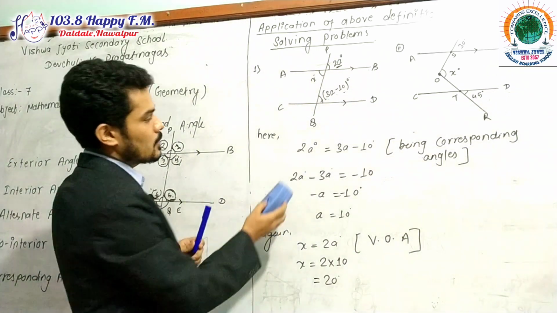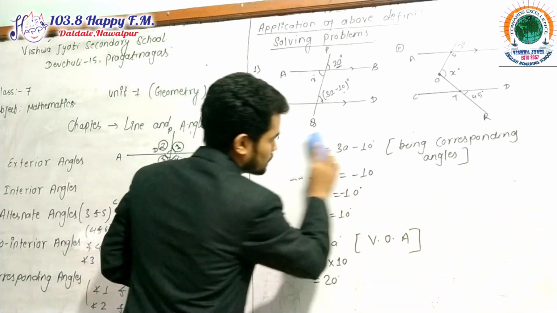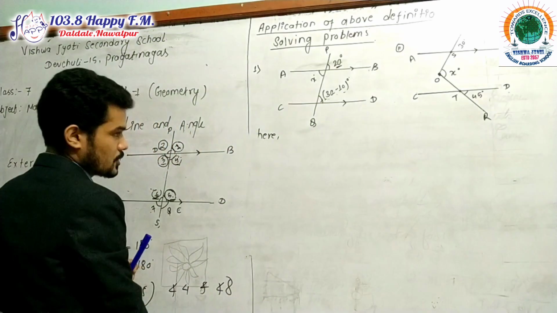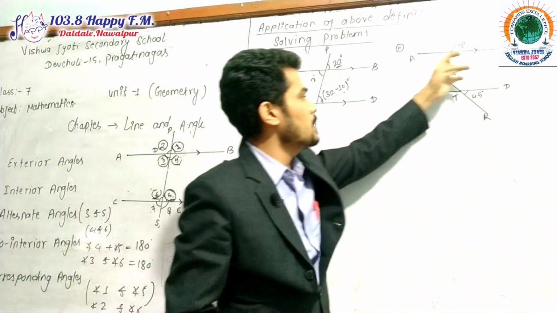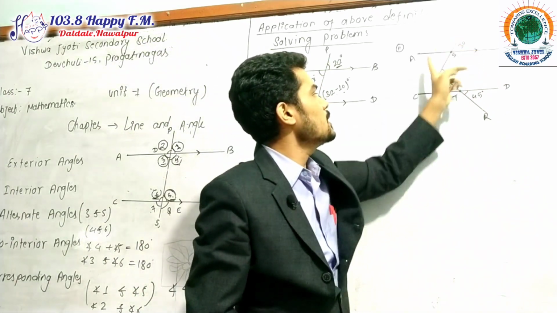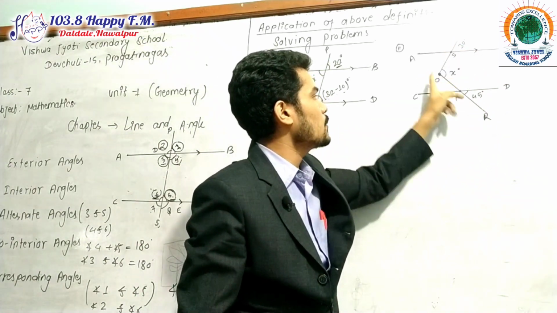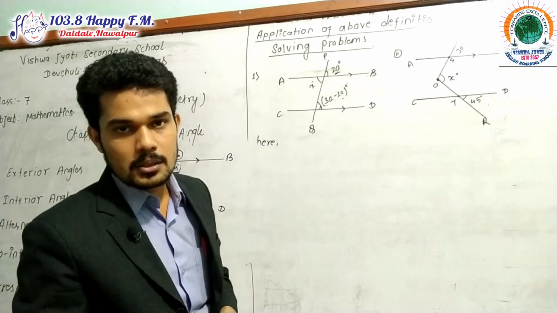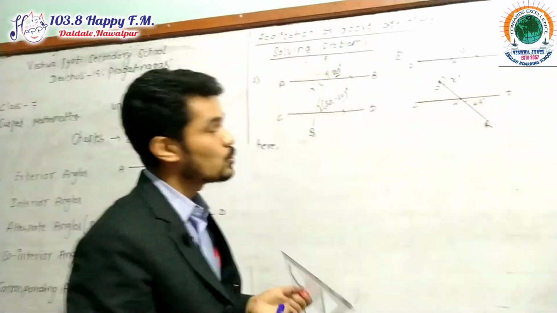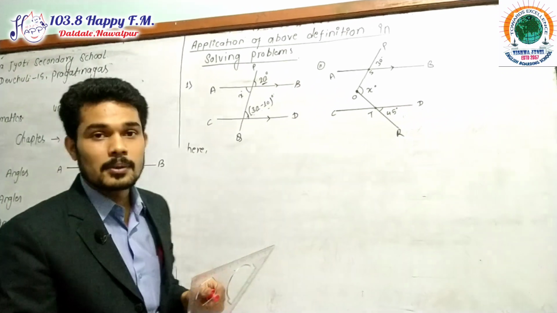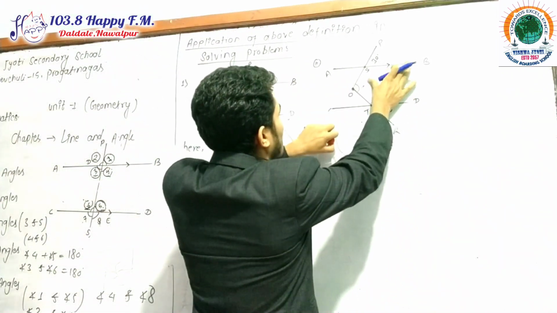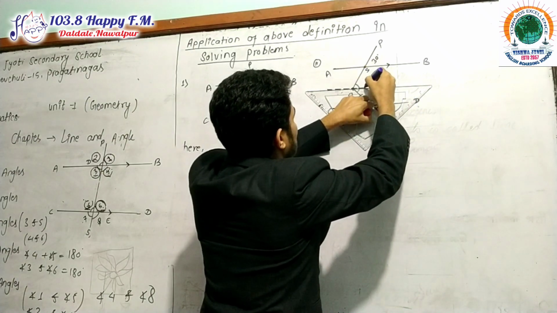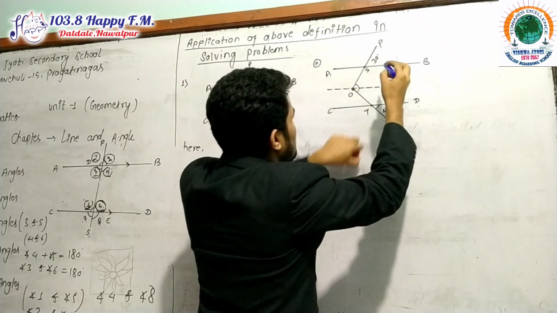Okay, now let us see another example. Example number 2. See, there are two parallel lines AB and CD, and two transversals PO and RO intersect the parallel lines at T and S. To solve this kind of problem, let us draw an imaginary line through the point O and parallel to the given parallel lines. We can draw an imaginary line through O, parallel to the given parallel lines.